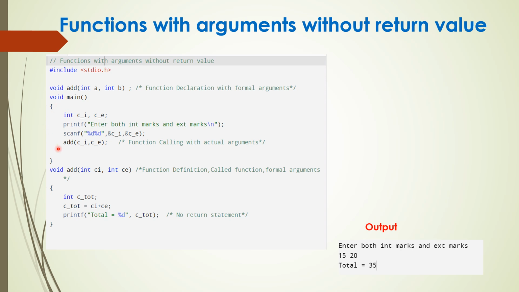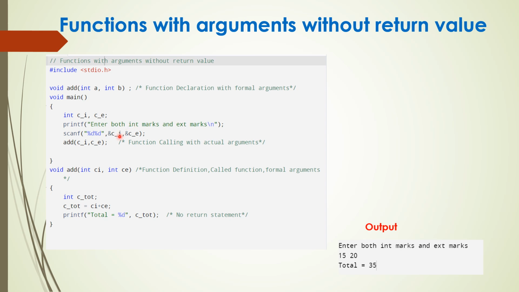Next I'm going into the main function, with the same example, where I'm going to declare my two variables c_i and c_e. Here you should notice one important point: I don't have the total here. I'll tell you why. I only declare two variables as integers, which take my two input values.